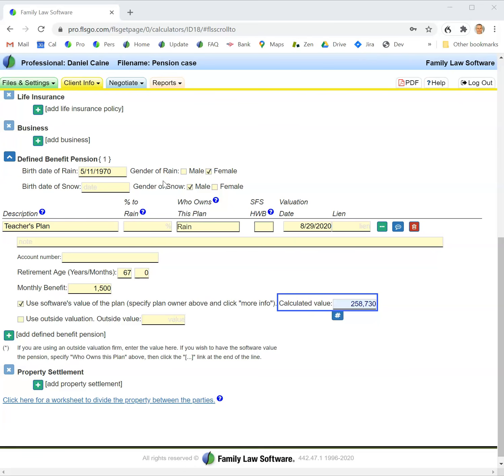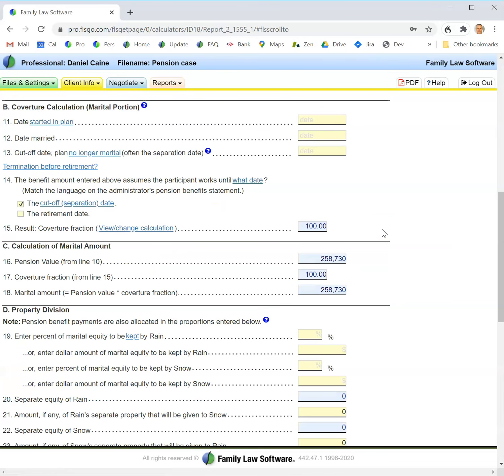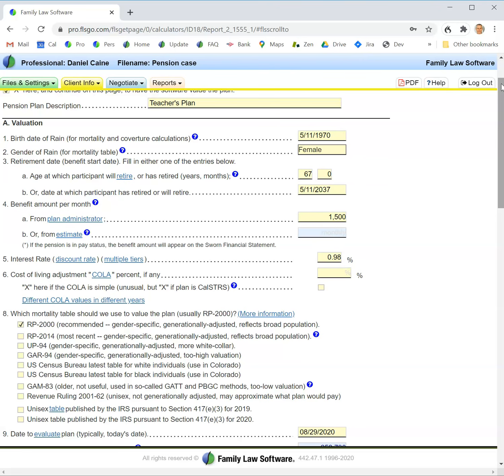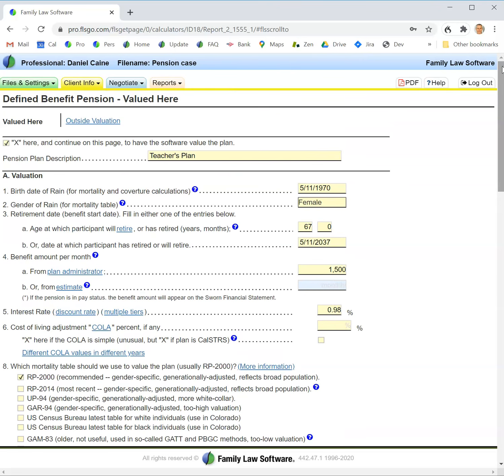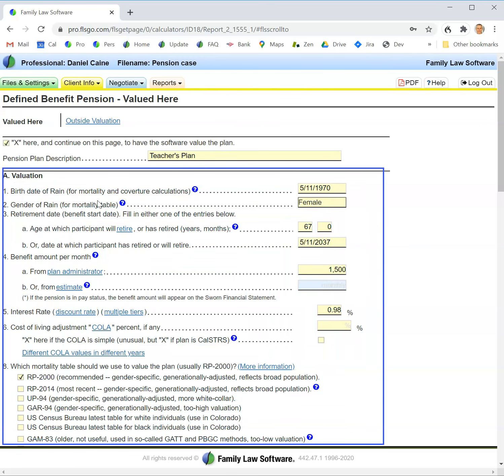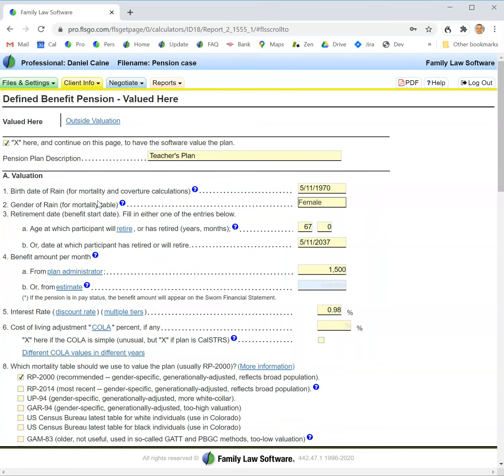The thing to understand is that the software did that making some assumptions, and it's important to make sure that the assumptions the software made line up with the actual situation in this case. To do that, we click the three dots, More Info link, to explore the details of the plan. The More Info page is divided into several sections, and let's get an overview of those sections now.